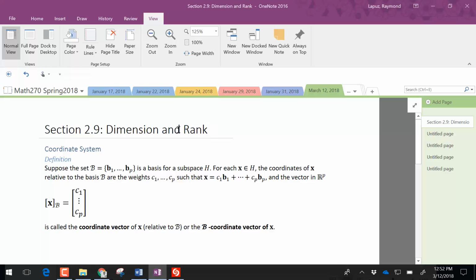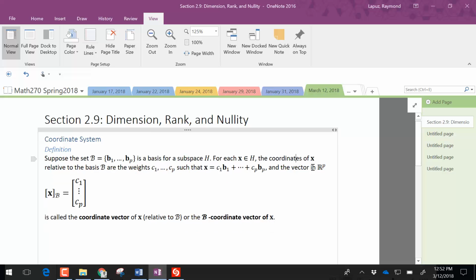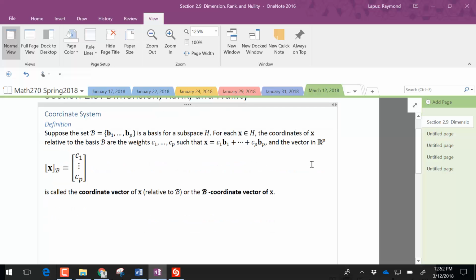Dimension, let's add on rank and nullity. So let's start by talking about a set of basis vectors.